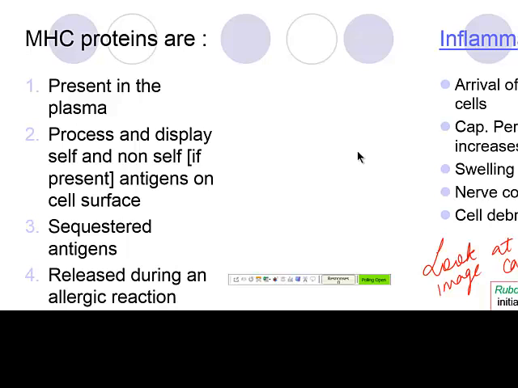Here, next question. MHC proteins. Which one of these answers completes the statement?